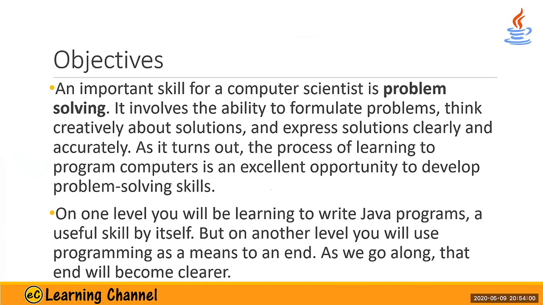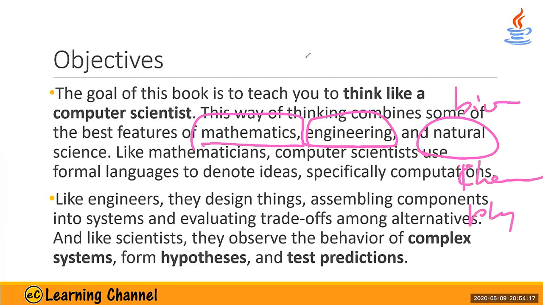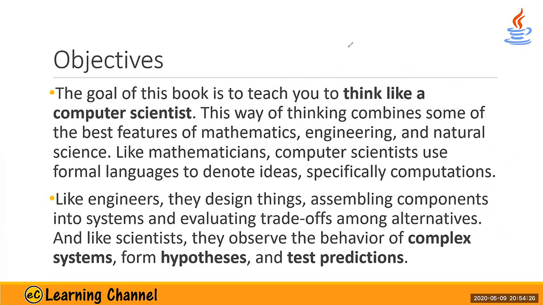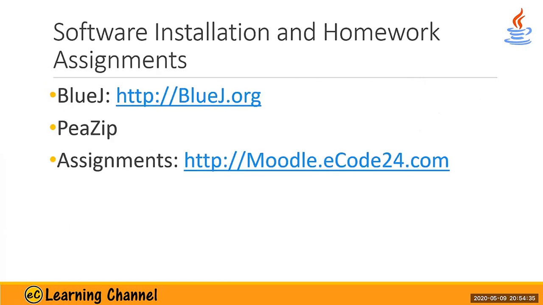But behind it, you need to know how to think. And the key point of how you can think goes back to math, engineering, and natural science. So that would be biology, chemistry, or physics. So in high school, you need to do these courses well before you can become a good computer scientist, okay? So here we teach you how to think and how to solve problems. And the tools we use will be BlueJ, PGIP, and the homework assignment site, Moodle eco24.